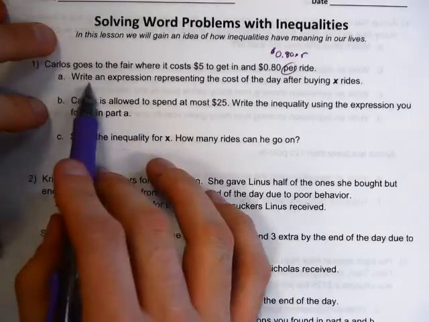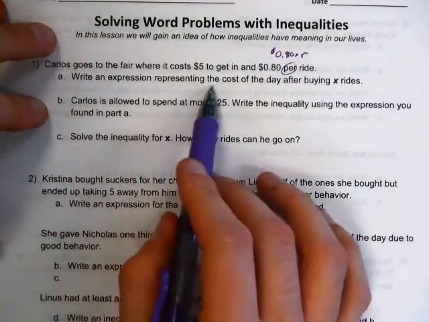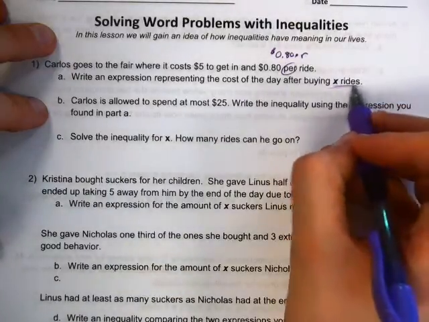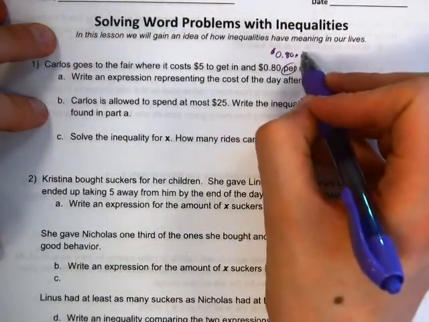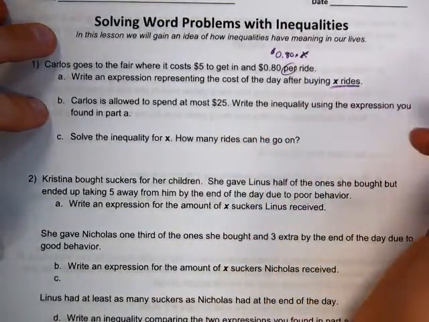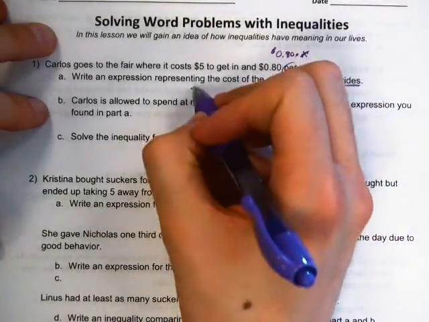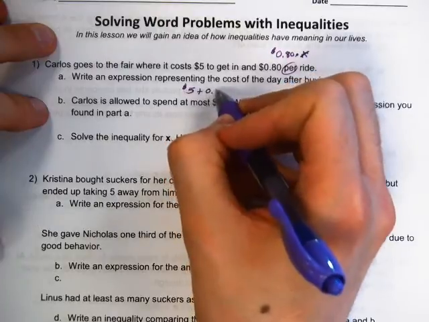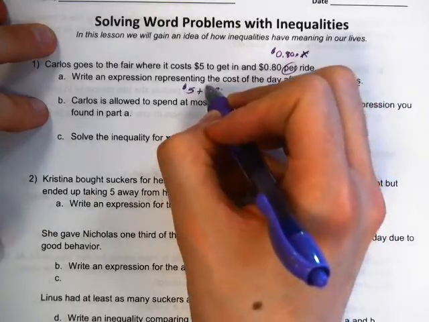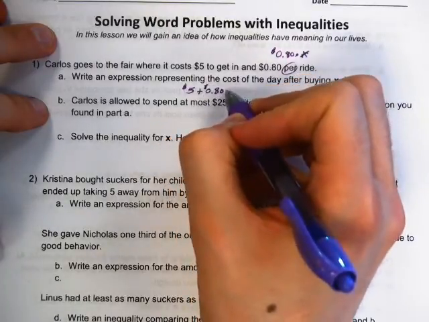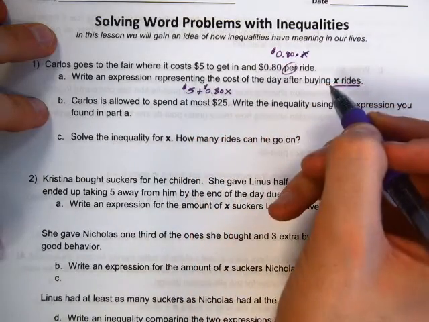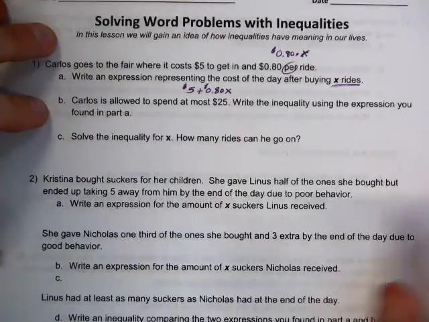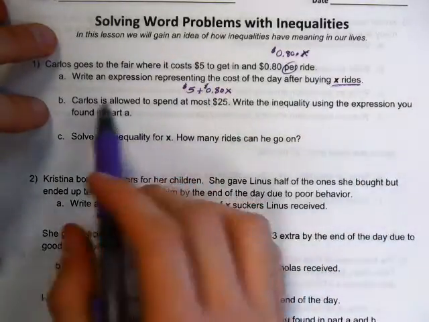Alright, question A. Write an expression representing the cost of the day after buying X rides. So they're going to use X as our variable, so we can use X as our variable here. Well, it cost me $5 to get in, and then however many rides I ride, which is 80 cents per ride, so times X, right? So this is the expression that's going to tell me how much it costs to get in, or how much I spent in the entire day.